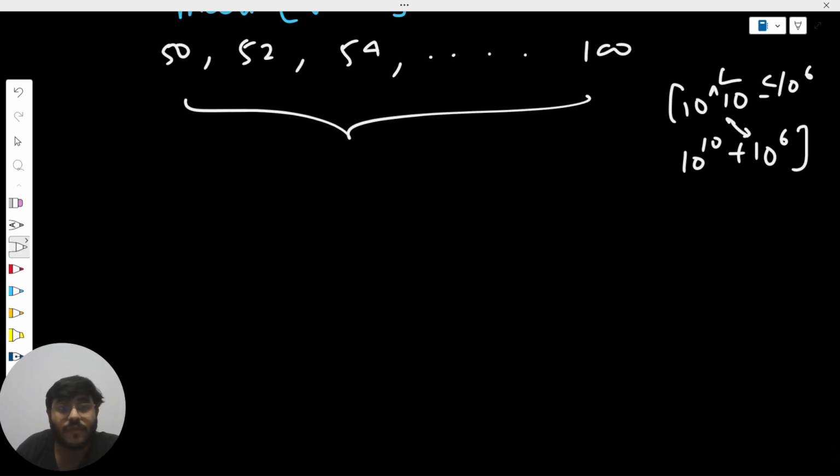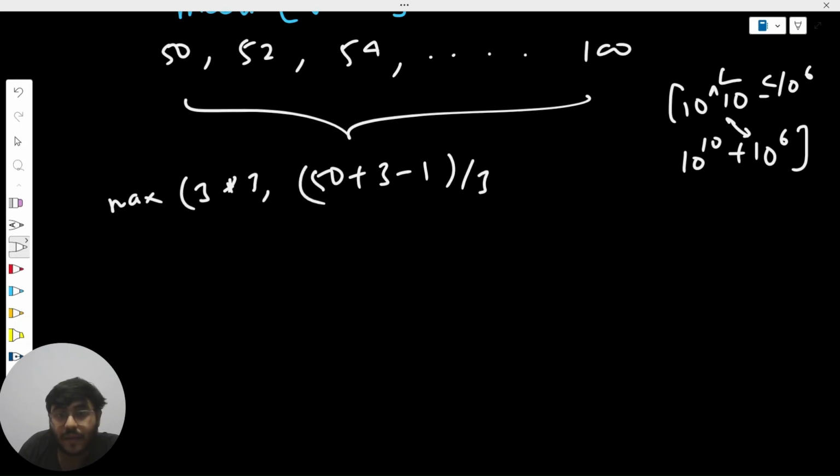So we'll mark 50, 52, 54 up to 100, all the multiples of 2, as false, meaning they are not prime. Then we go to 3. The next prime number was 3. Again we take the maximum of 3 into 3, and 50 plus 3 minus 1 divided by 3, into 3, the first multiple of 3. So we have 9, and then 50 plus 3 is 52. 52 divided by 3 is what? Let's take a guess. So 50 by 2 is what?